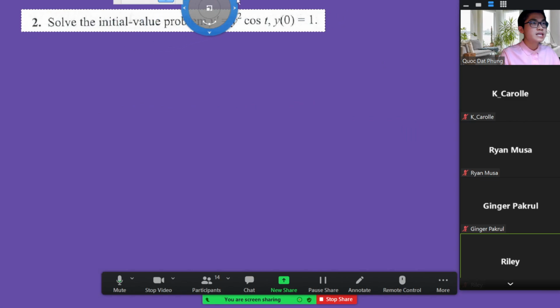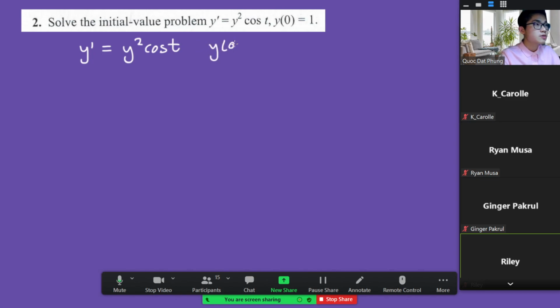We have to solve the initial value problem. y prime is equal to y to the power of 2 cos t, where y at 0 is equal to 1. So let's write that out. This is the same as dy over dt is equal to y to the power of 2 cos t. Then we can multiply both sides by dt. We get dy is equal to y to the power of 2 cos t dt.